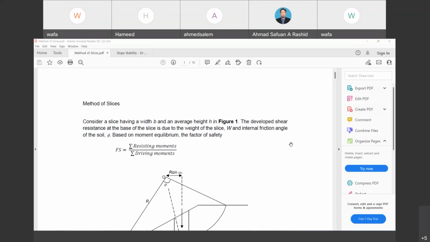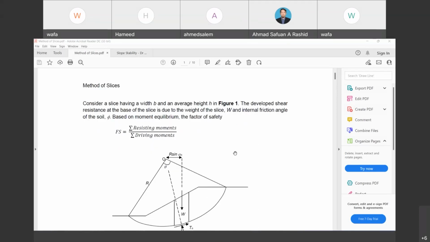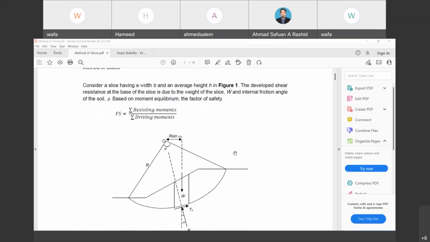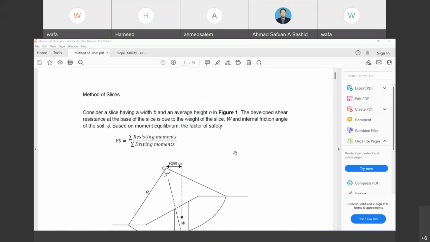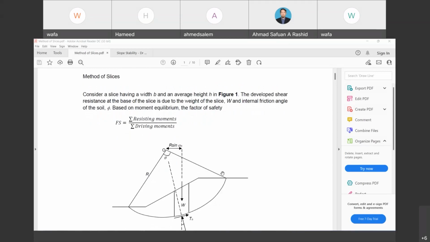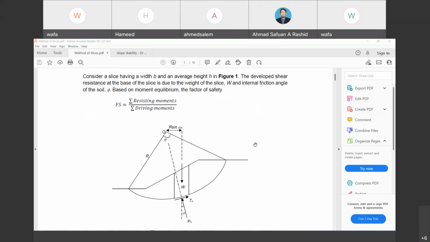Okay. So for today, we may go for several examples, in order to make sure that you fully understand the methods. For this method of slices, as we have discussed previously, we may refer to the Fellenius and also the modified methods. As a recap, based on Dr. Kamaruddin's example, he has put some introduction on the method of slices, which is shown in figure 1.